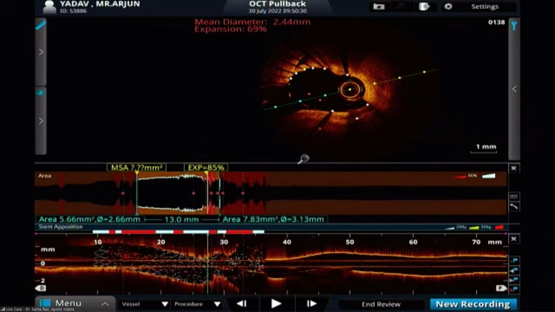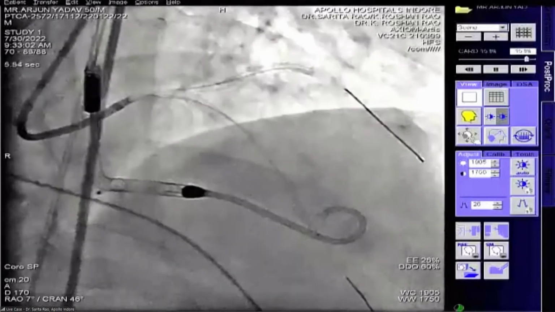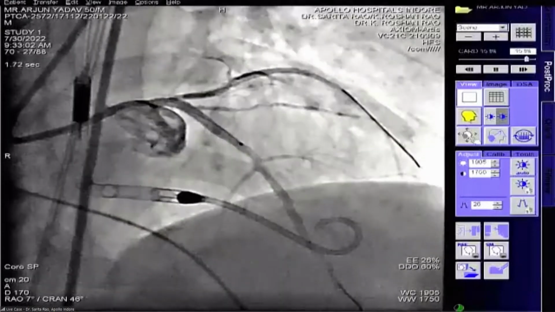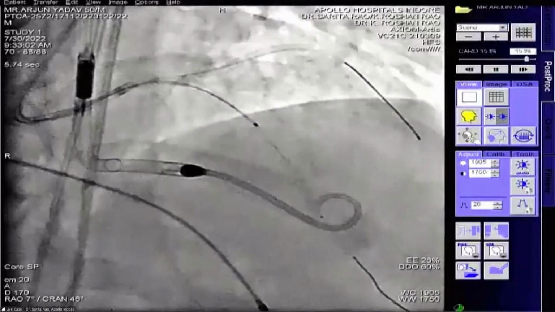So we were reasonably happy at this point. What do you say, Dr. Dagubati, Dr. Sandeep, Dr. Srinivas? Ideally, if I want to assess the circumflex, I'd rather go into the circumflex and come back.